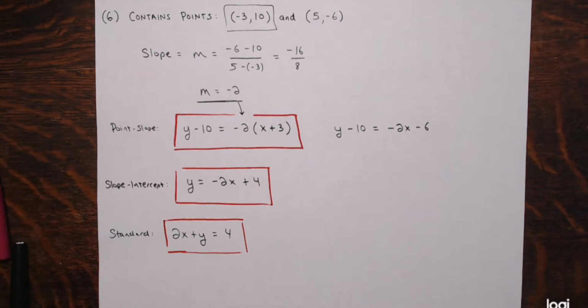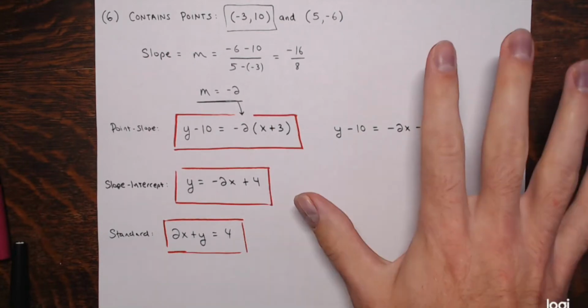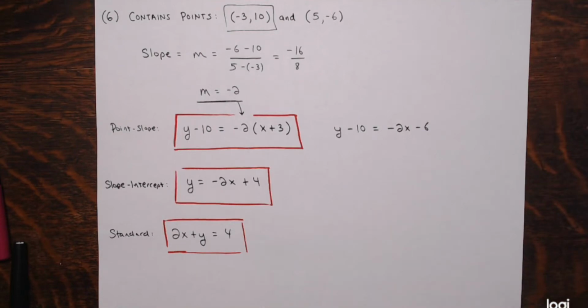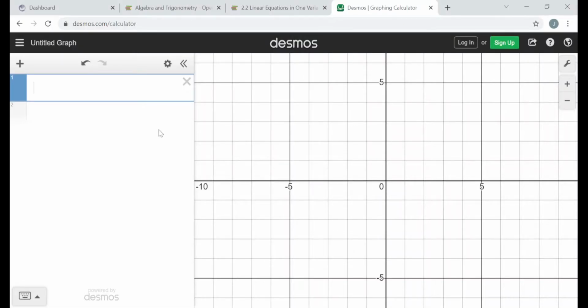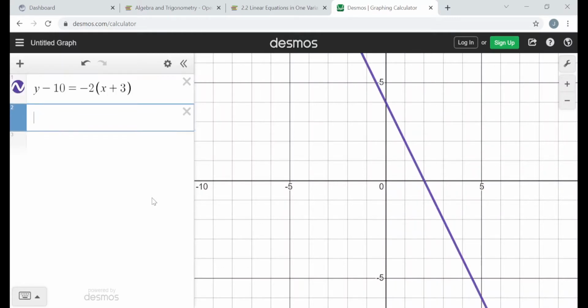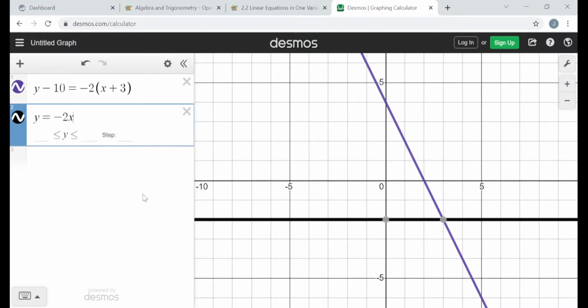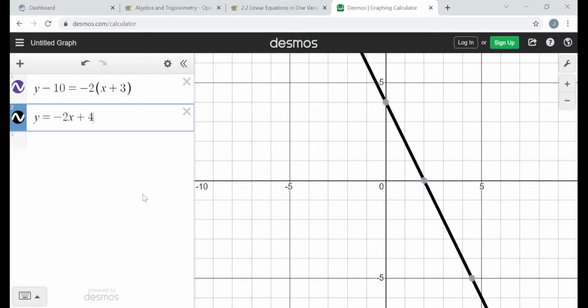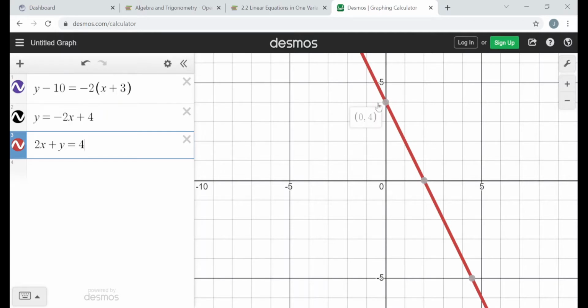And there we go. Once again, you can draw by hand or whatever, but I'm going to verify that all these are the same line by plotting them in this graphing calculator here. The point slope form, y minus 10 equals negative 2 times the quantity x minus negative 3, or x plus 3. Cool. Then we had y equals negative 2x plus 4. Same line, see that? Exactly the same, right on top of it. And then 2x plus y equals 4, exactly the same line. Fantastic. And the y-intercept, 0, 4, as I said when we had the slope-intercept form.